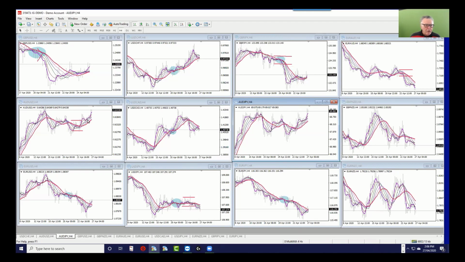The US dollar, let's have a look at if the US dollar's strengthening or weakening. Yeah, it's weakening. It's weakening and weakening and weakening. So overall, the US dollar is weakening, and that's what's allowing a strong currency like the Aussie to actually perform even better. So the Aussie USD is quite good.